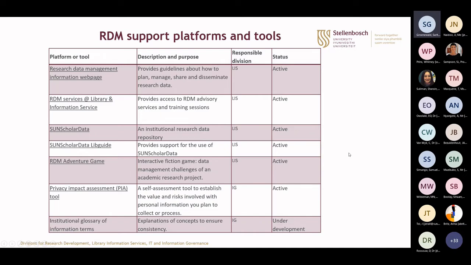So apart from the policies and the regulations that form part of the research data management framework at the university, we also have several platforms and tools that are either already available to researchers or are in preparation, and they are all listed in these tables, and you'll see the different divisions are responsible for different tools and platforms. Important to note that there are several training opportunities, and the web page of the Library Information Services is a good place to start. And then the SunScholar Data that I already mentioned is the institutional research data repository.